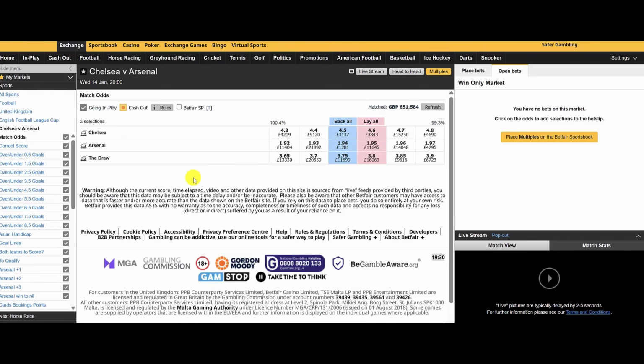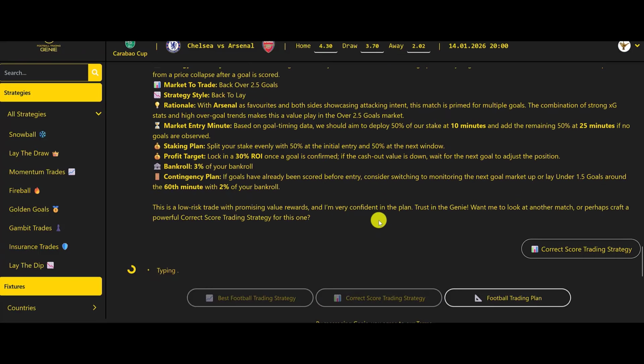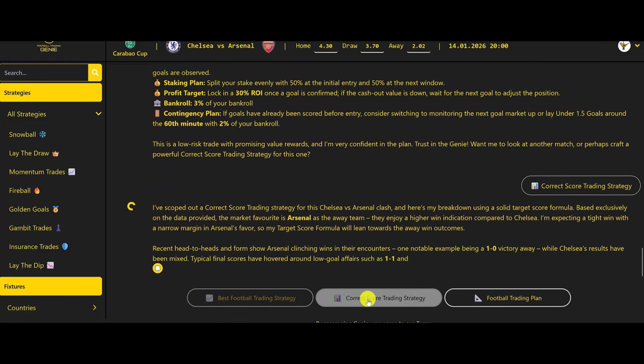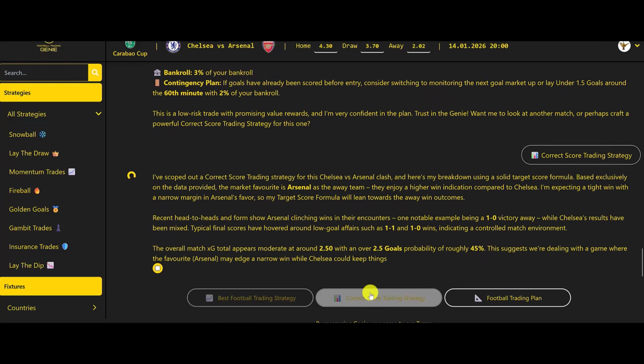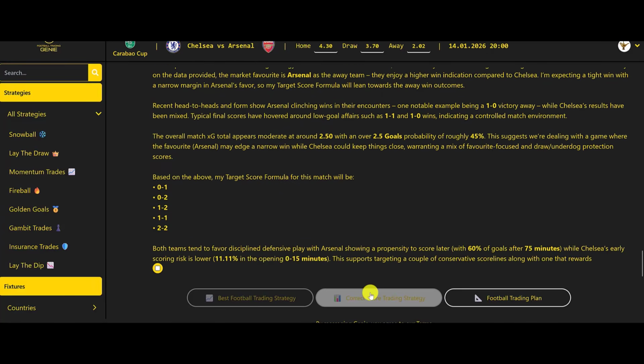So we're going to trade the correct score market on this match, Chelsea against Arsenal. And so we are plugging this into the football trading Genie. We're going to click on the correct score trading and see the target score formula that it's going to give us. And let's take a look and see what it's going to generate. And so here we are.